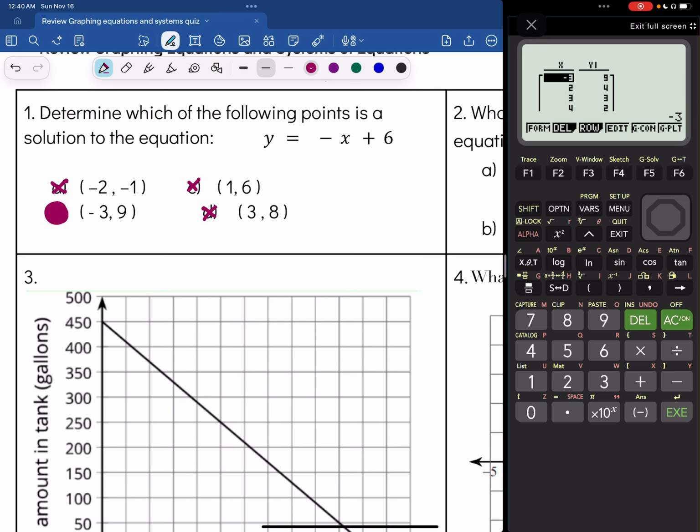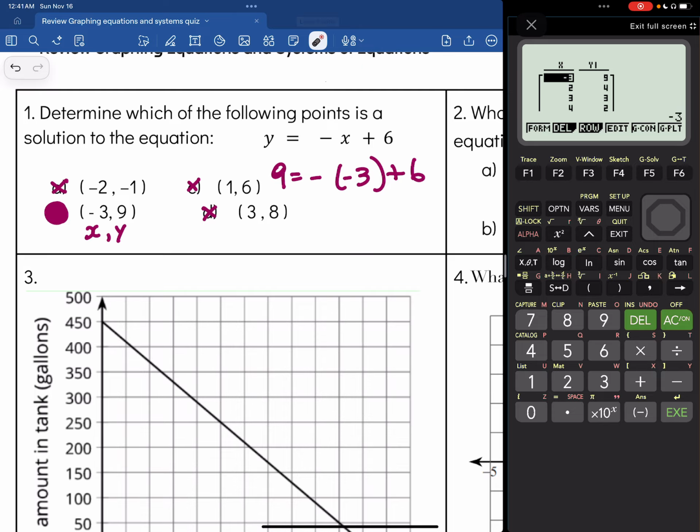All right, cool. The other way, if we were to do this by hand, algebraically, we can substitute the x and y values of the points into the equation and check to see if it would make the equation true, or if the left side will equal the right side. So let's do that using the point -3, 9. We know that the first value is always going to be our x and the second value is always our y. So in my equation, I'm going to substitute 9 for y. So 9 is equal to negative -3 plus 6.